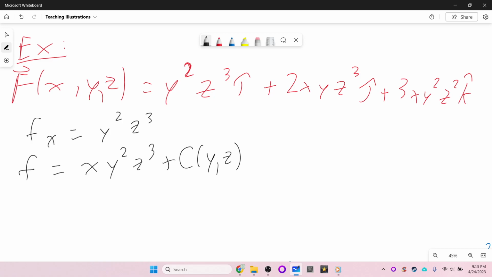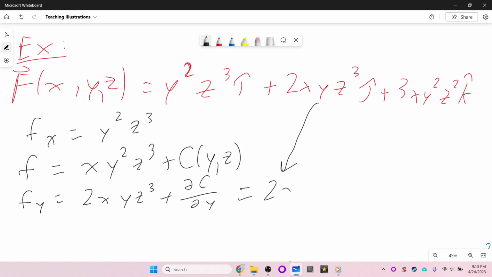Okay, so f sub y, we'll do the y derivative here. We will get 2xyz cubed plus, right, del c over del y. I don't want to use c prime because then I wouldn't know whether y or z is the variable. So I use this so I remember it's the y derivative. And that needs to equal this guy, 2xyz cubed. Okay, so del c over del y equals 0. So that means that c is a constant with respect to y.